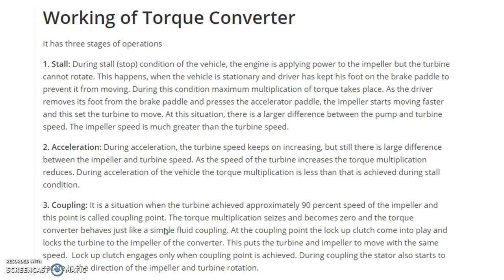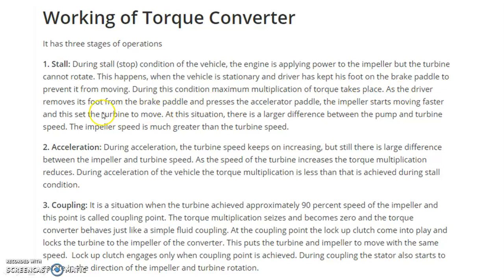Working of the torque converter. It has 3 stages of operation. One is called stall, second is acceleration, and third is coupling. During stall, or the stop condition of the vehicle, the engine is applying power to the impeller but the turbine cannot rotate. This happens when the vehicle is stationary and the driver has kept his foot on the brake pedal to prevent it from moving. During this condition, maximum multiplication of torque takes place.